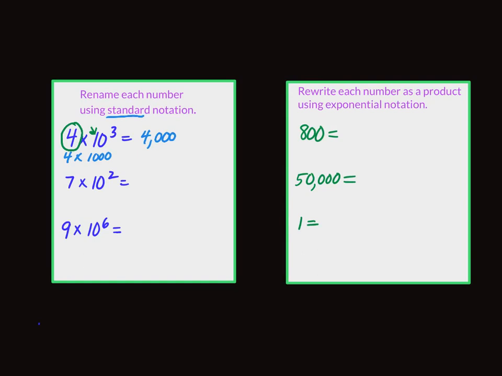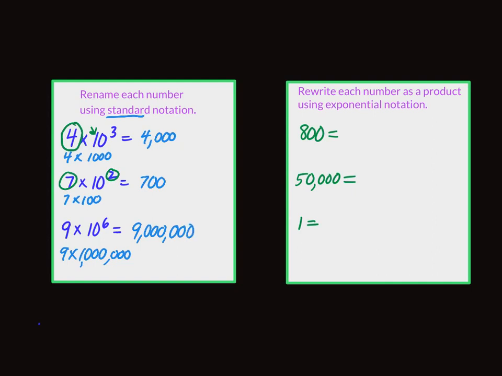So 7 times 10 to the second. 10 to the second is a 1 with 2 zeros, so it's really 7 times 100, which is 700, or again, it would be the 7 with 2 zeros. And our final problem, 9 times 10 to the 6th. That would be a 1 with 6 zeros, which is going to be a million. So 9 times a million is going to be 9 million.